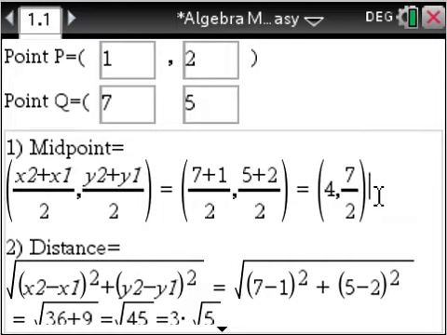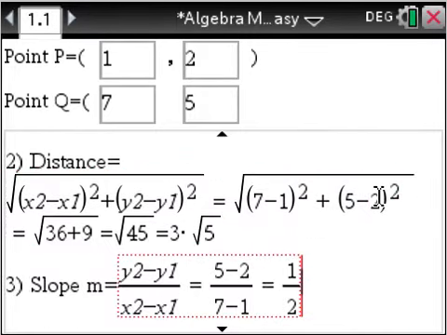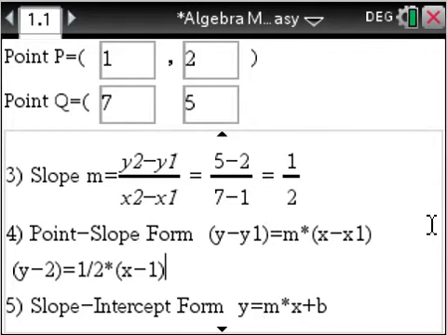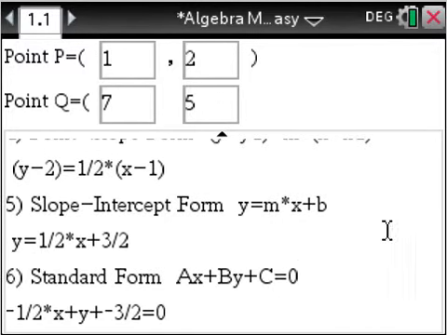We can also solve it for you and show you how to do it in case you're confused or your teacher didn't really explain it well or you don't quite understand it yet. This app is perfect for all of those reasons. And of course, we have distance, slope, point slope form, slope intercept form, standard form, and we always have the formula and then we plug in the numbers for you.